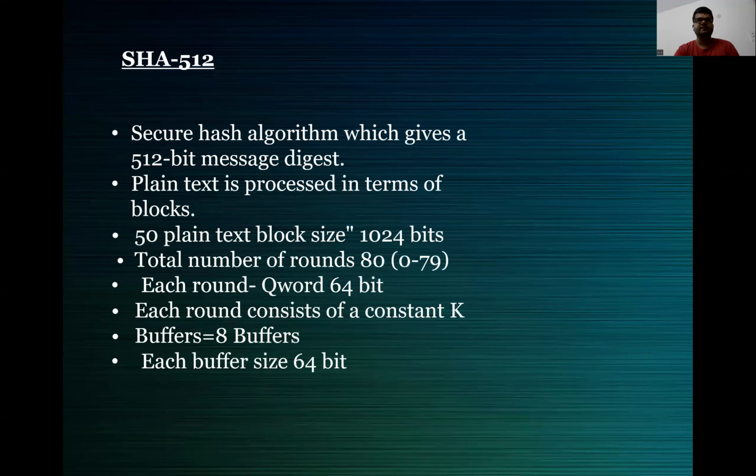So moving on to SHA-512, talking more about it. It is a secure hash algorithm which gives a 512-bit message digest, and the plain text is processed in terms of blocks. The plain text block size is 1024 bits. The total number of rounds is 80, which is 0 to 79, and each round uses a Qword of 64 bits. Each round consists of a constant key, and there are 8 buffers, and each buffer size is 64 bits.